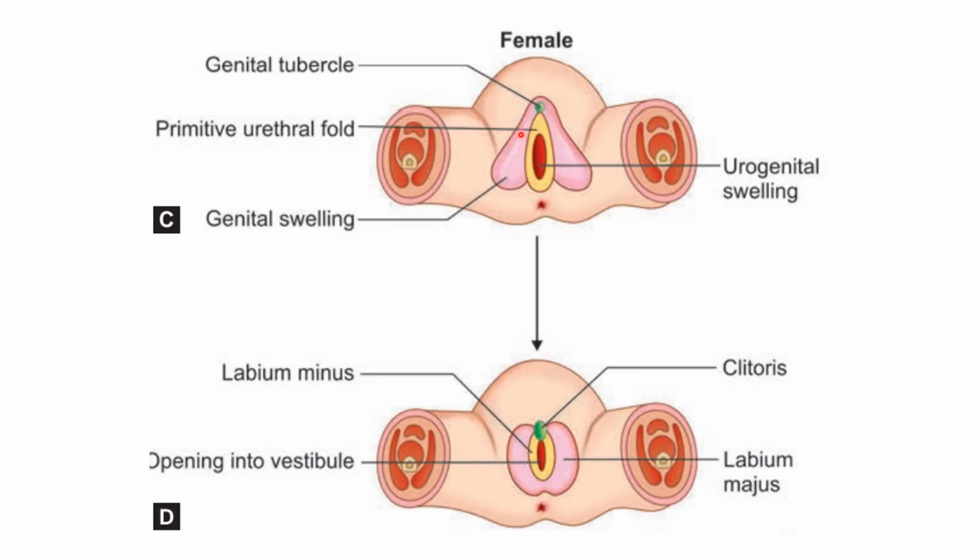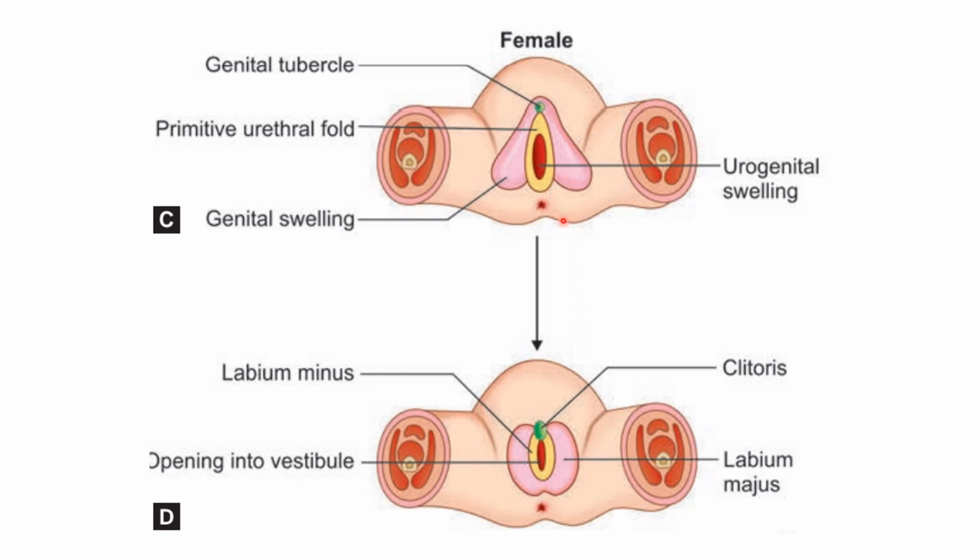So this is the particular development. As we can clearly see, the genital tubercle over here will become cylindrical and it will form the clitoris. The genital swellings on either side, the lateralmost swellings, will enlarge and form the labia majora. The posterior ends of the labia majora will be fused and form the posterior commissure over here.